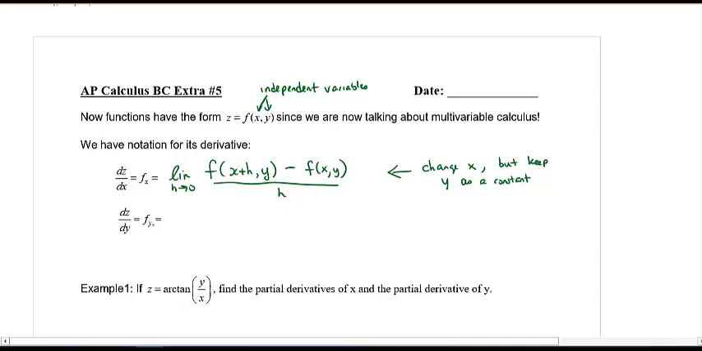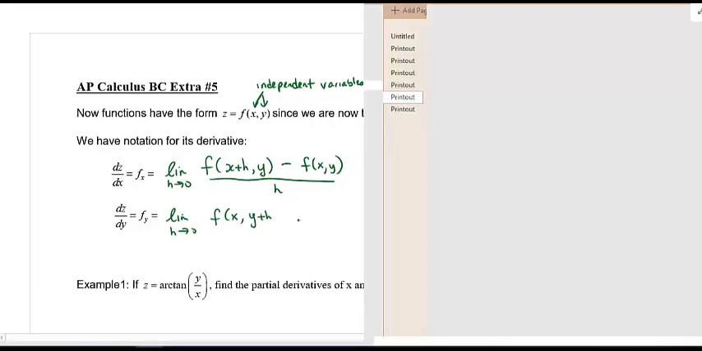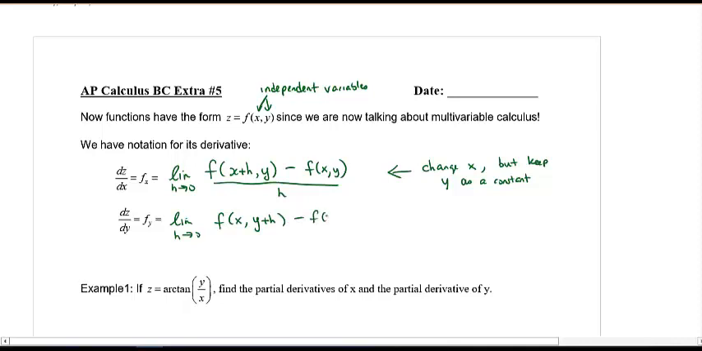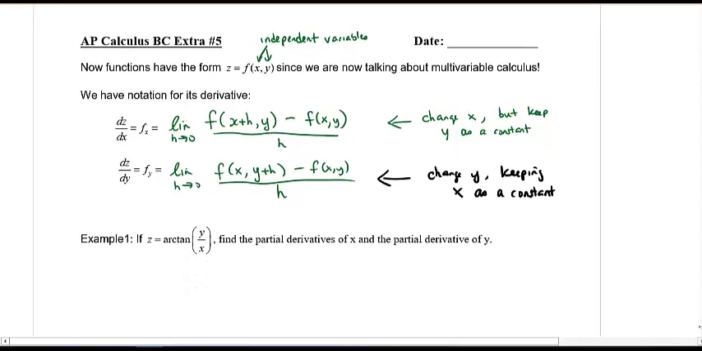dz dy, or f sub y, is really the limit as h approaches 0 of f of x, and now it's the y value that goes y plus h, minus f of x comma y, all over h. And in this case, once again, the idea is you want to find the change in the y value, keeping the x as a constant. So really, you just have to assume that the other independent variable is a constant, and just use the rules of derivatives that you learned in AP Calculus.